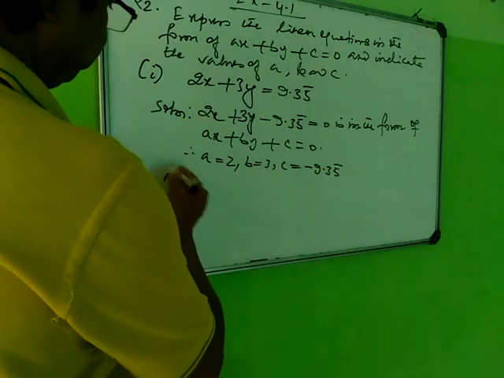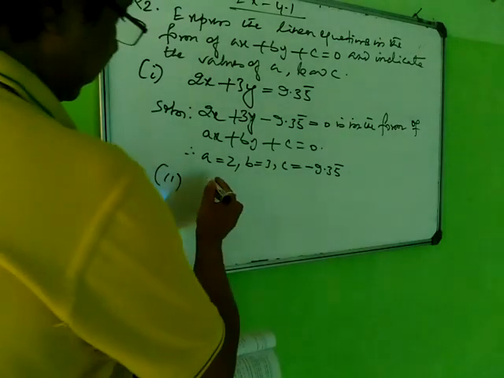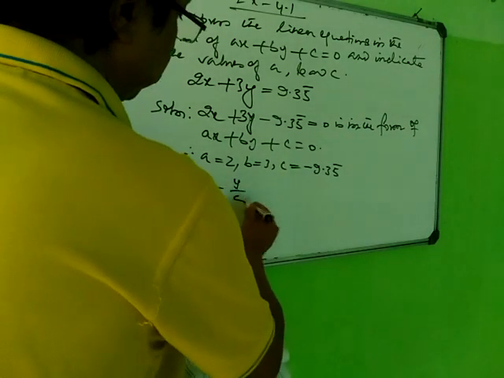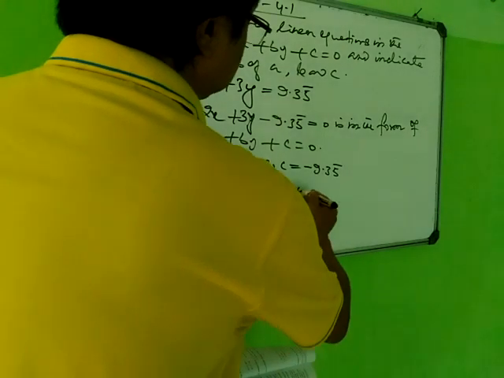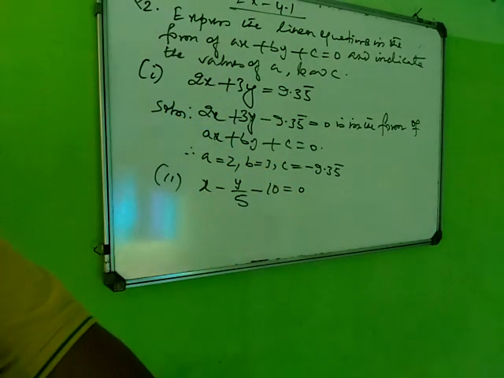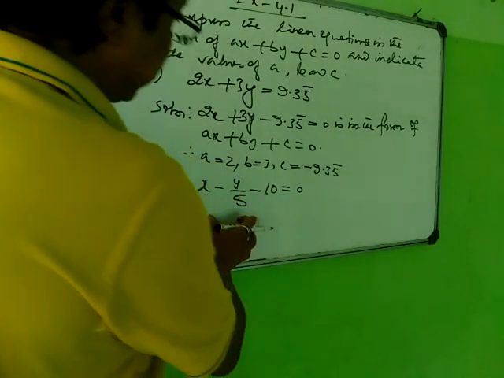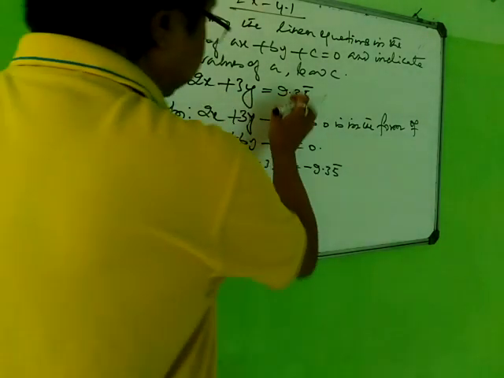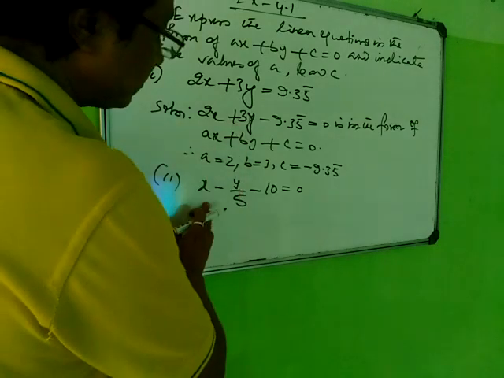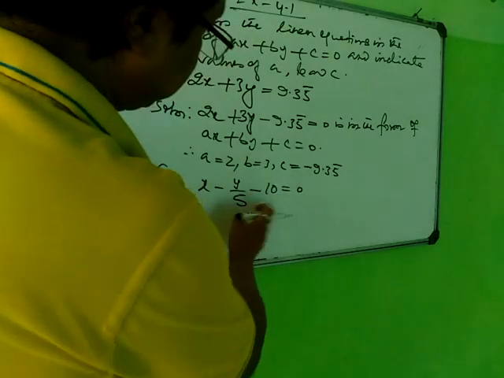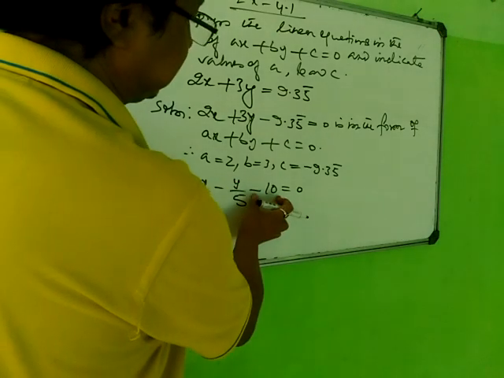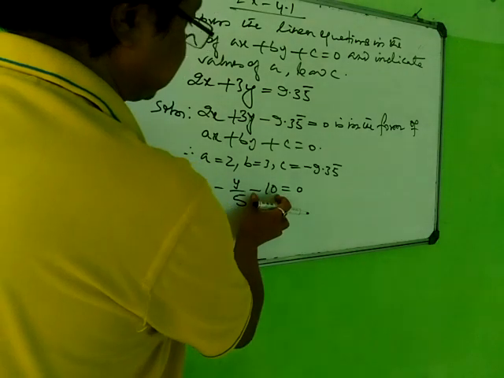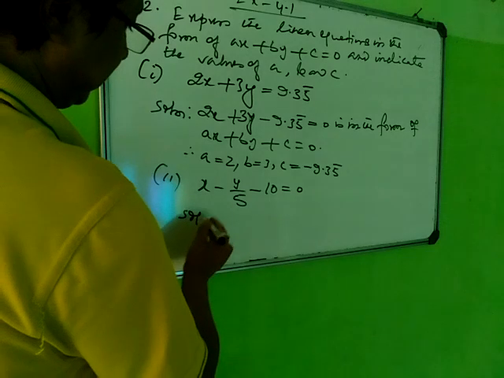Number 2, x minus y by 5 minus 10 is equal to 0. In this one, you can take LCM and then you can write in this way, or else no need to take LCM. You can simply write it as ax, by and then c. c is the constant, minus 10. So let us do it directly.